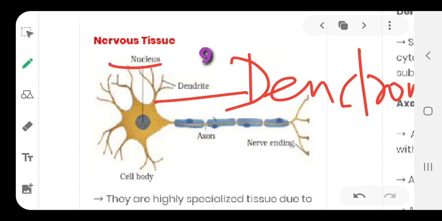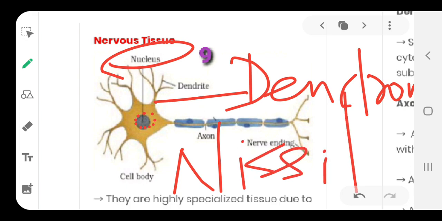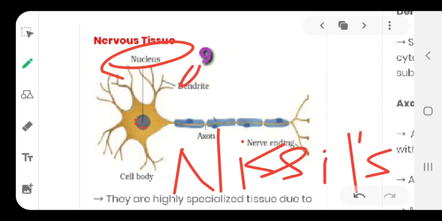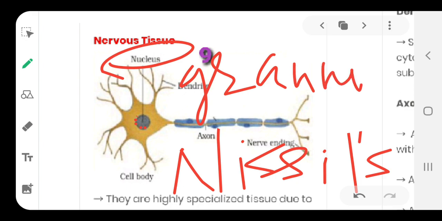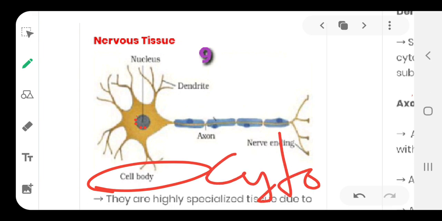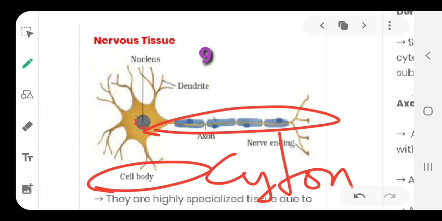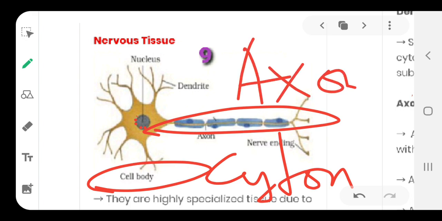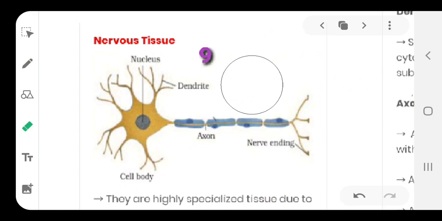Then in the center they have the nucleus, and around the nucleus we have a structure surrounding them called Nissl's granules. Nissl's, apostrophe s. We have already done this, I think, in your last year's book. So label them again. And then we have the cell body. You better write the cell body as cyton. And the long tail is called axon. So this long tail is called axon, and the cell body is called cyton.